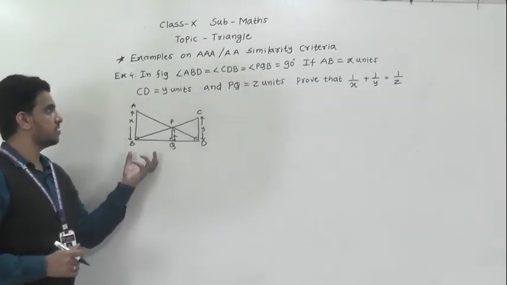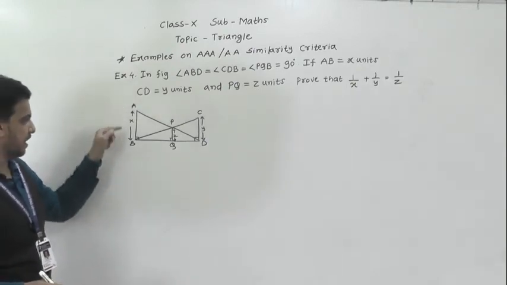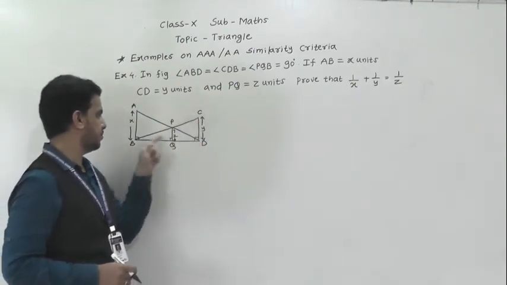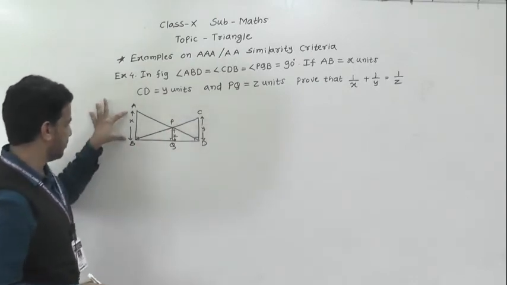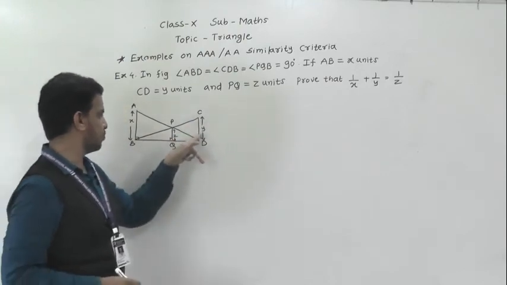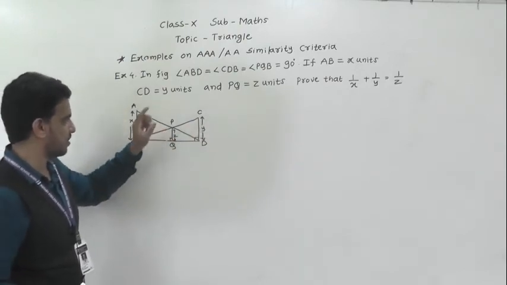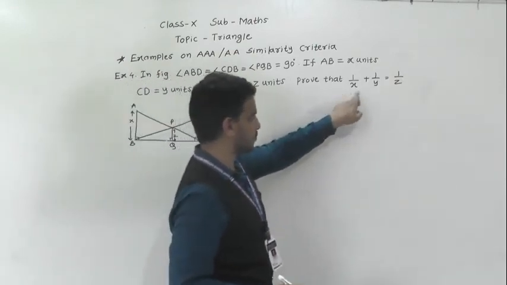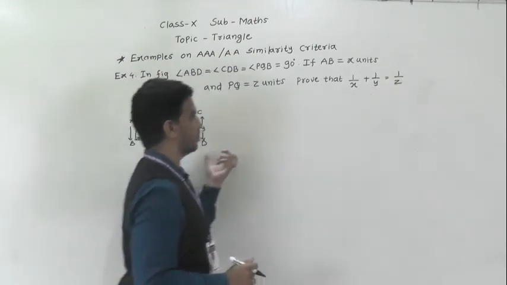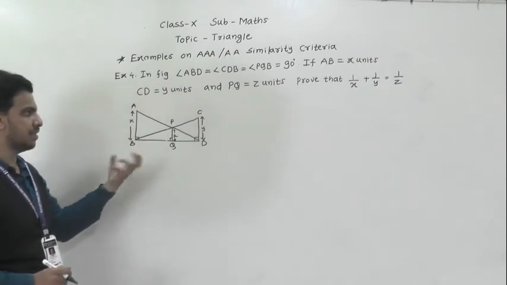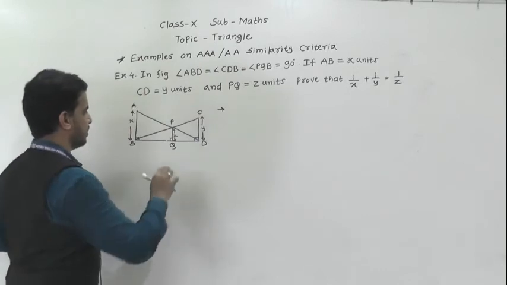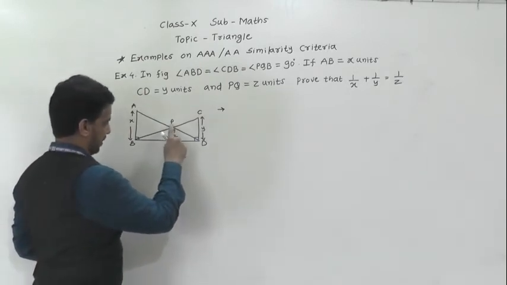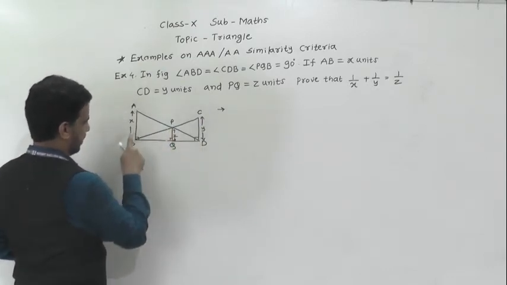Okay, the next example is in the figure: angle ABD, angle CDB and angle PQB are equal to 90 degrees, given. If AB is equal to X units, CD is equal to Y units and PQ is equal to Z units, then we have to prove that 1 upon X plus 1 upon Y is equal to 1 upon Z. Now here we have to take similar triangles. First we take these two triangles, triangle PQD and triangle ABD, this big triangle.